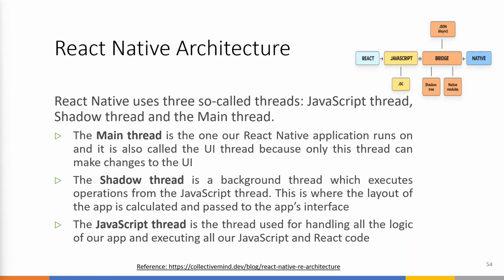React Native uses so-called threads in order to communicate within themselves. They are the main thread, shadow thread, and the JavaScript thread. The main thread is the thread which our native application runs on, and this thread can make changes to the UI in general in the application. The shadow thread is the background thread which executes everything from the JavaScript thread and calculates the layout and passes it through the app's interface. The JavaScript thread is an important player which is used for handling all the logic in our application, executing all of our JavaScript and React code mostly at runtime.